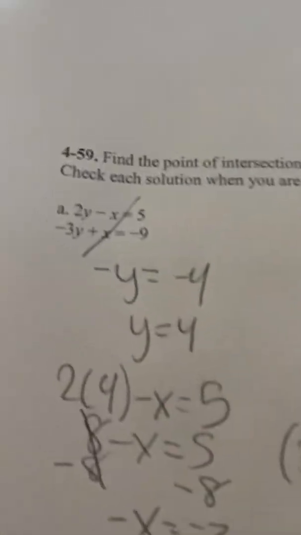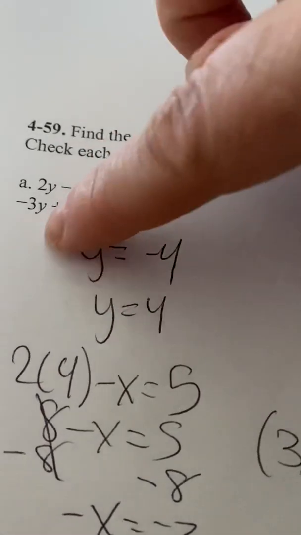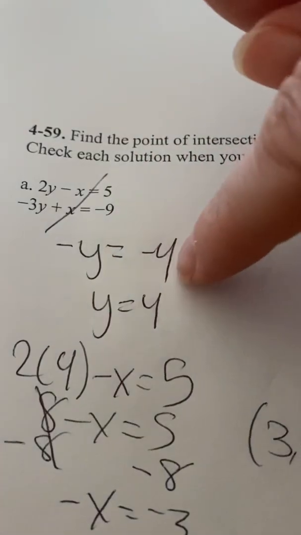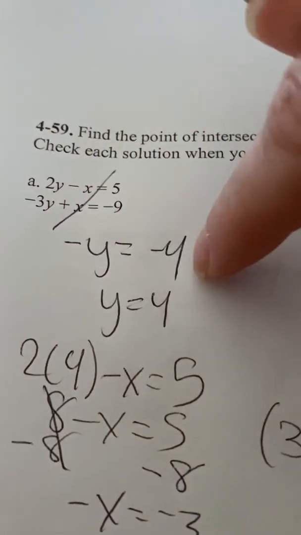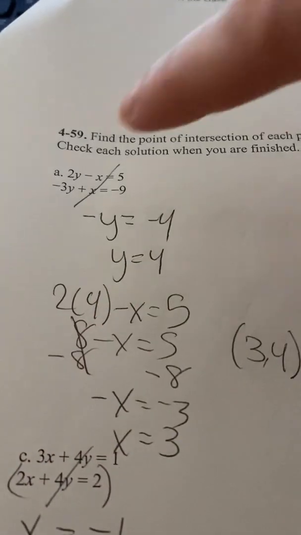So when you add these two together, 2y minus 3y is a negative y. And then, like I said, the negative x plus x, that equals 0, so they cancel. 5 plus negative 9 is a negative 4. Divide both sides by negative 1 and you get y equals 4. Once you know what y is, then you can plug it in.